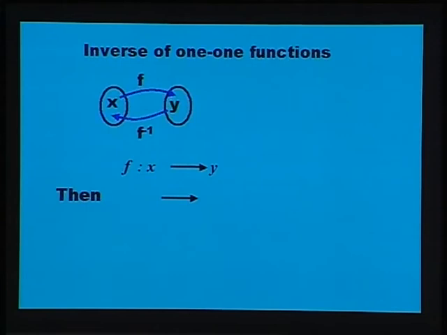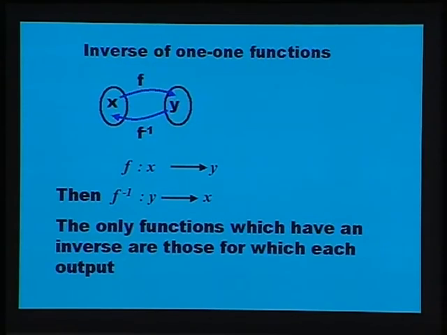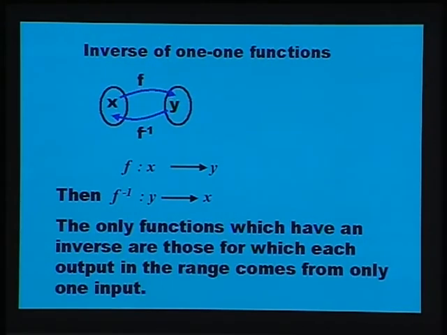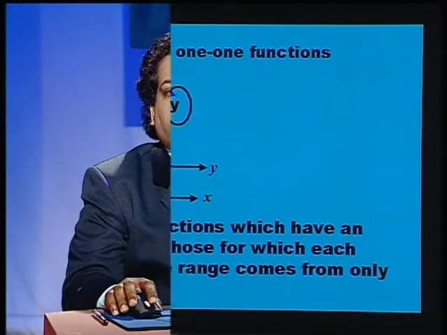So we'll write f is a function which maps x onto y, whereas f inverse is a function which maps y onto x. Now, the only functions which will have an inverse are those for which each output in the range comes from only one input. So this is the condition for f inverse to exist. Let's take a few examples and I will show you how to find f inverse whenever f(x) is given and whenever f inverse exists.